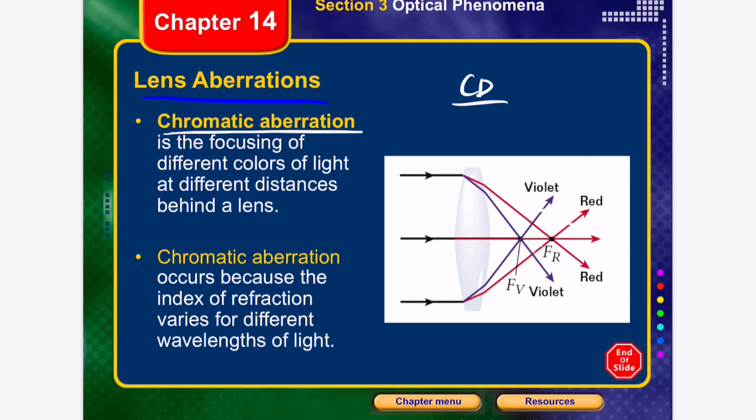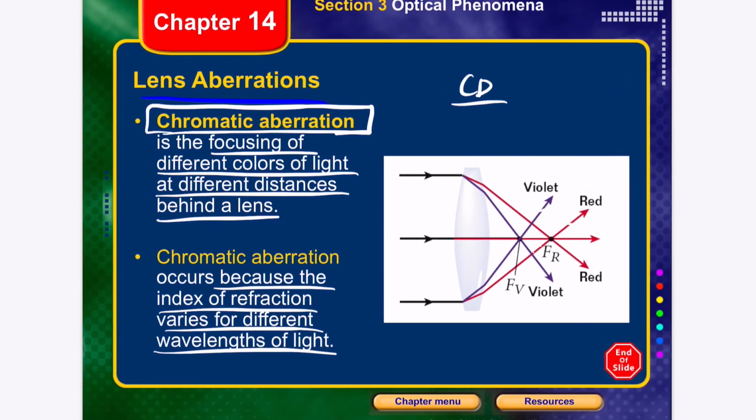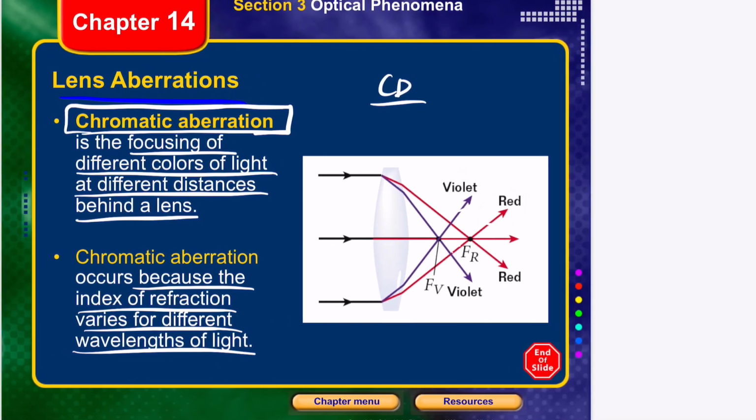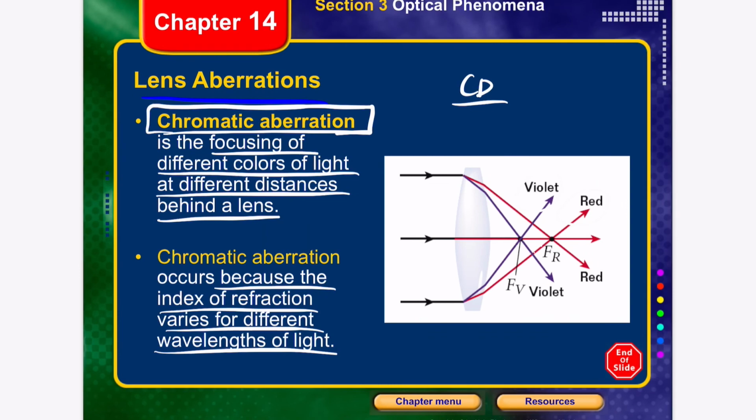This phenomenon is called chromatic aberration. It is the focusing of different colors of light at different distances behind a lens. It generally occurs because the index of refraction varies for different wavelengths of light. Every wavelength of light has a different refraction. That's the reason why it ends up creating the aberrations. So with that, we end the lecture on refraction.